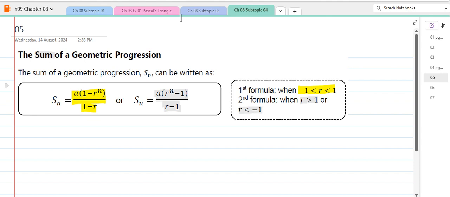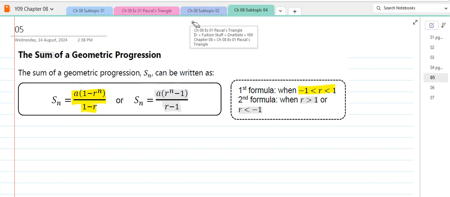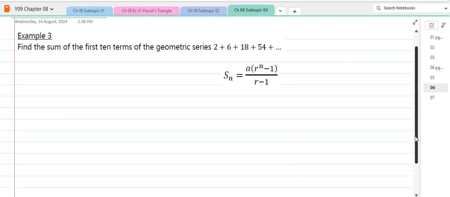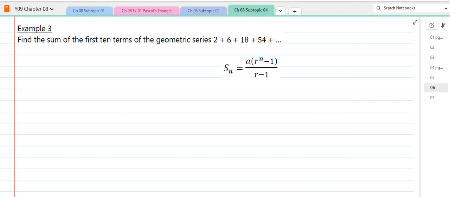So here you have to remember at least the second condition, as this one will not be given in the exam. Only the formula with 1 − r will be given in the exam. So you have to look carefully at the common ratio that you have. Okay, so let's apply the formula to several examples.